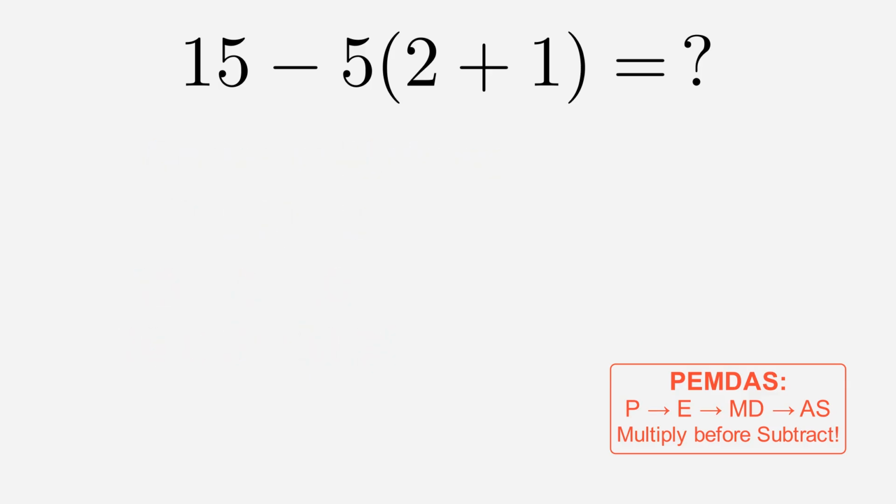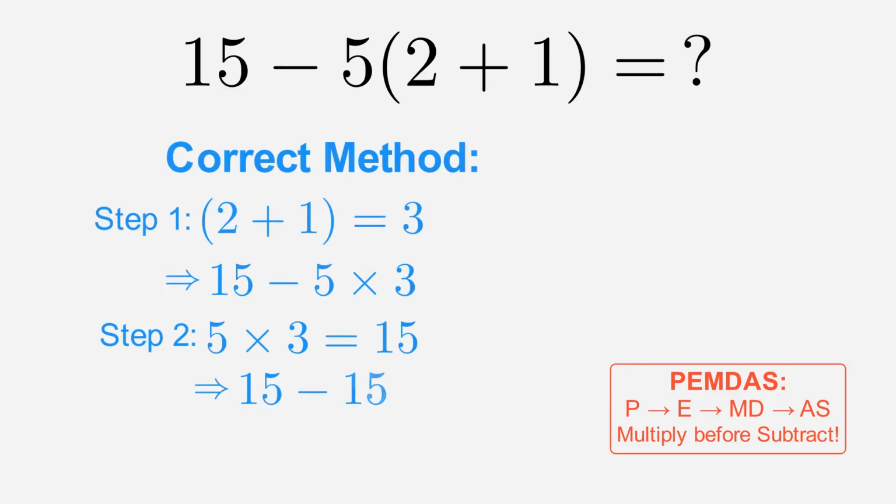2 plus 1 equals 3. Now 5 times 3 equals 15. Only now do we subtract. 15 minus 15 equals 0. The answer is 0, not 30.